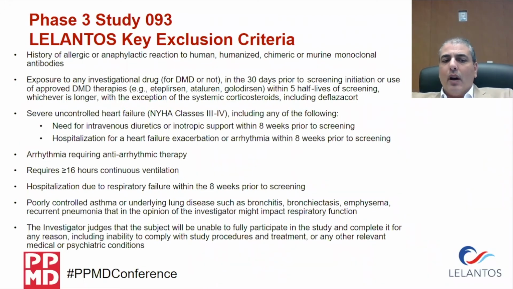Severe uncontrolled heart failure. We use NYHA class 3 and 4 to rule them out. And also if the patient is arrhythmic, requires more than 16 hours of continuous ventilation, or was hospitalized due to respiratory failure within 8 weeks prior to screening, he should not be enrolled. Of course, poorly controlled asthma, bronchiectasis, and emphysema should not be in that trial. And the last bullet here on that slide is that we left it to the PI's judgment whether the patient can be enrolled in this study or not.